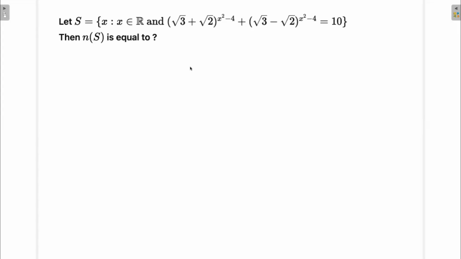All right, so again, we are trying to solve a problem which appeared in JEE Main 2023. In this question, we have been asked to find out how many solutions are possible for this expression which is given. So what is given is that S is defined as the set of all x's, which are real numbers, such that x is a solution of this equation. And we have to find out how many such values of x are possible.